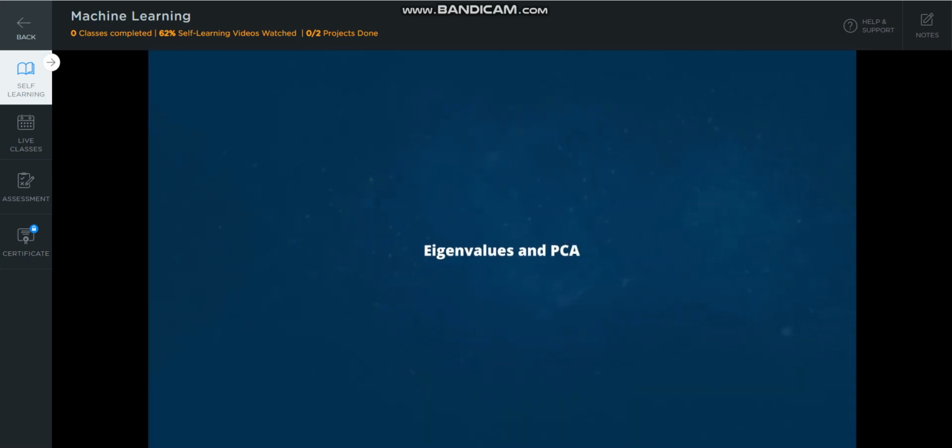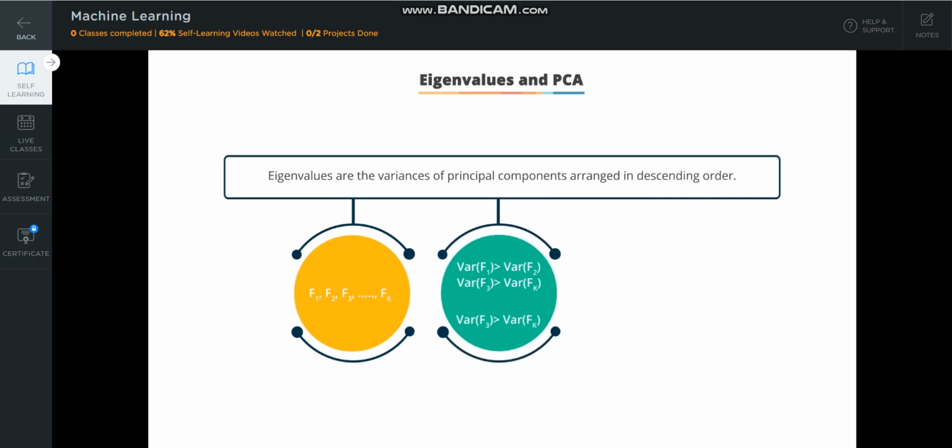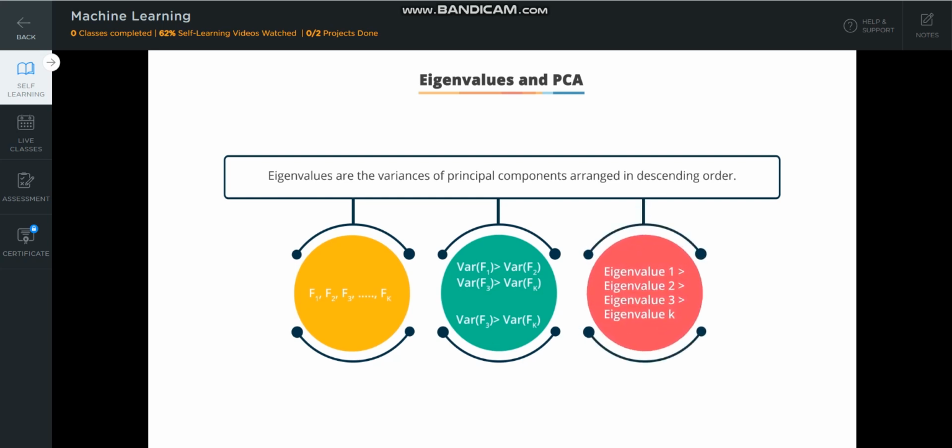Eigenvalues and PCA. Eigenvalues are the variances of principal components arranged in descending order. Suppose you have the data matrix F1, F2, F3, and so on till Fk. PCA tries to put the maximum possible information in the first component, then the maximum remaining information in the second, and so on. So, the first principal component will be greater than the second, and the second principal component will be greater than the third, and so on, which also means that the first eigenvalue will be greater than the second, and the second value will be greater than the third, and so on.